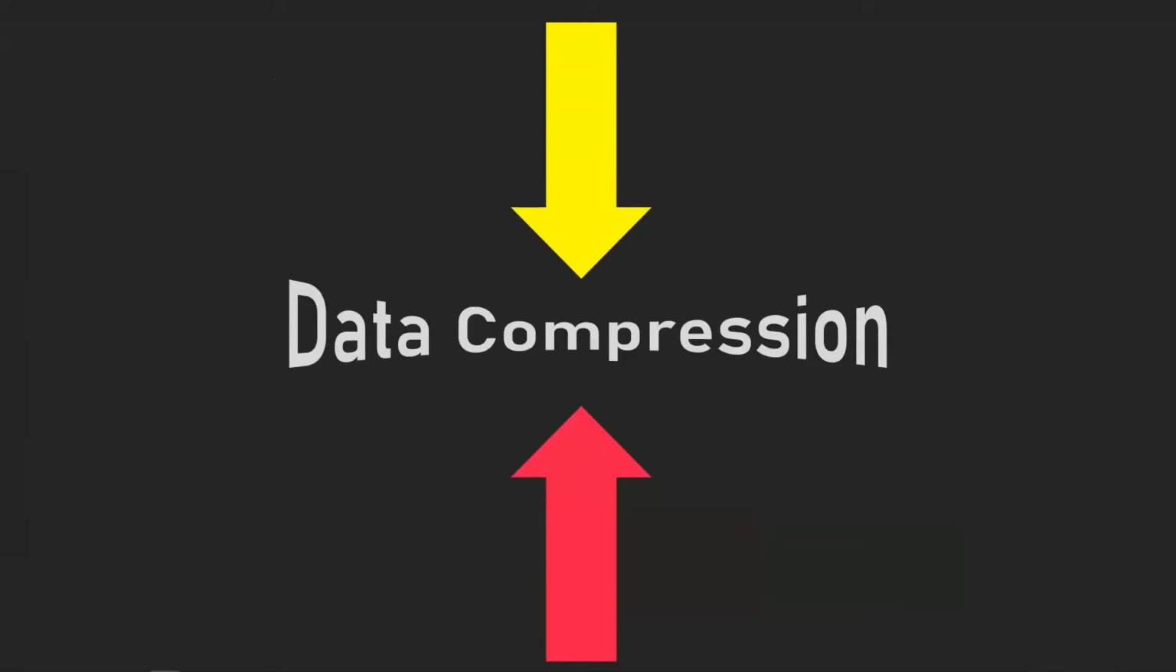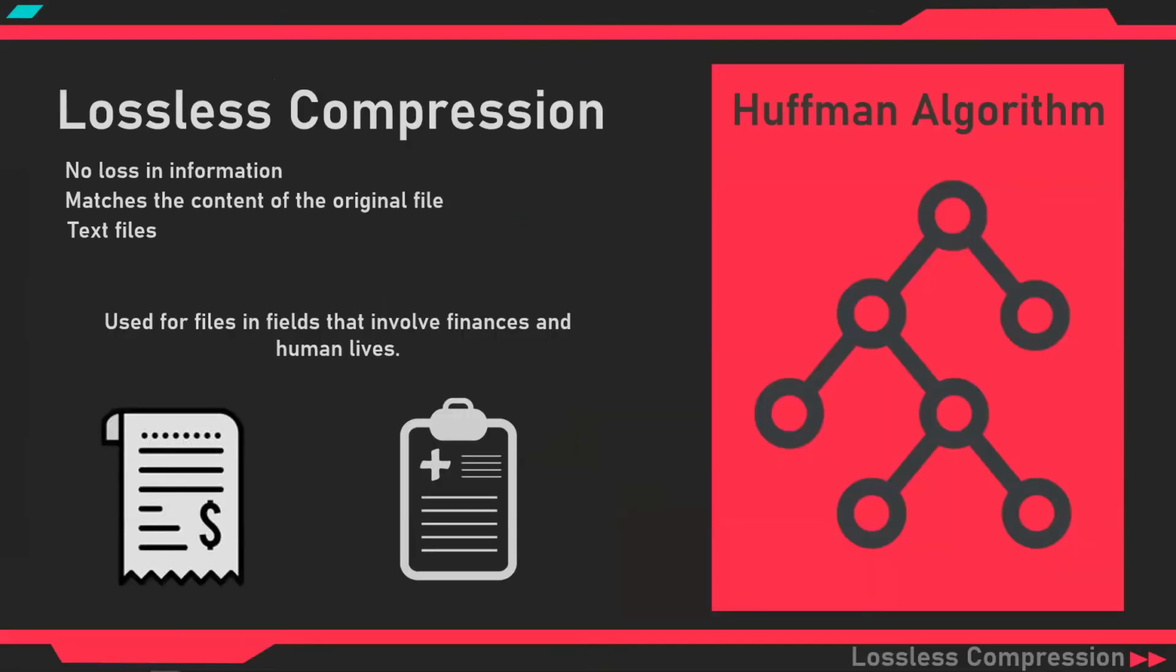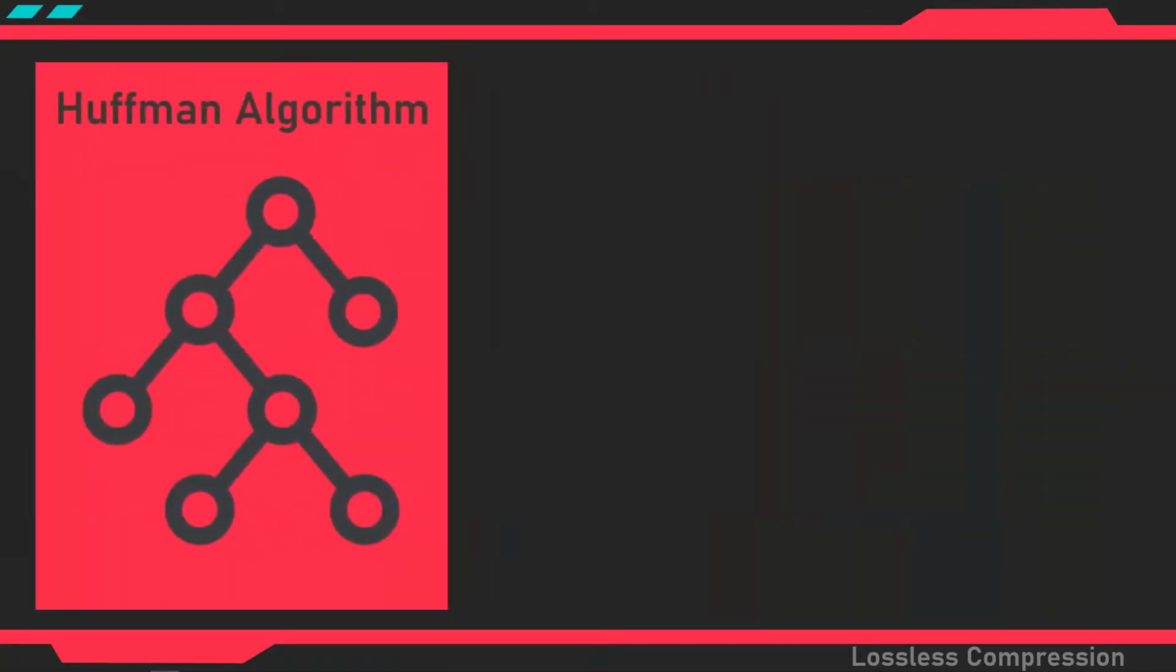Now we can proceed with data compression. Lossless compression, from the name itself, loses no information, meaning we can revert the compressed file back to the original file. But this type of compression is mostly used in text files. It is used for files in fields that involve finances and human lives, because a compression mistake can mislead a banker or a doctor from the actual information. Huffman algorithm is commonly used in lossless compression and maps characters to shorter codes.